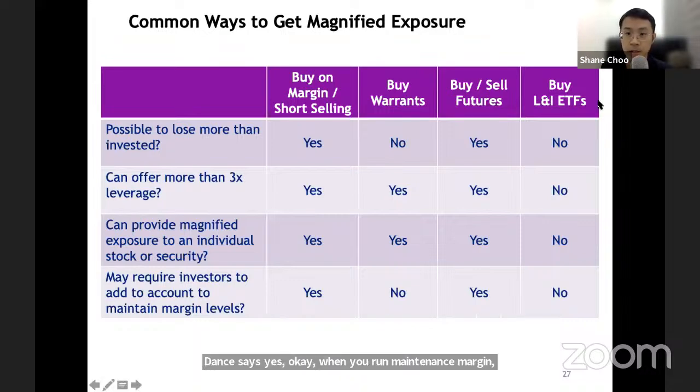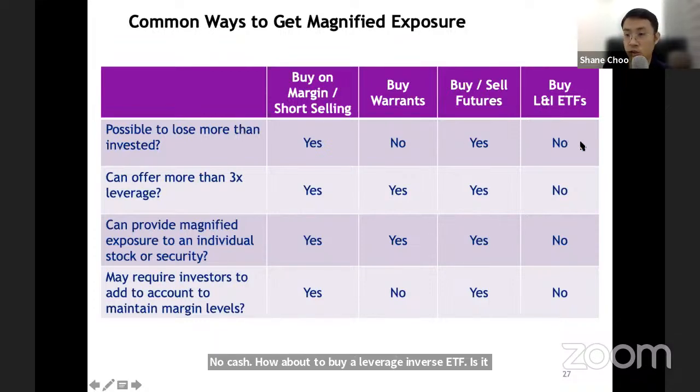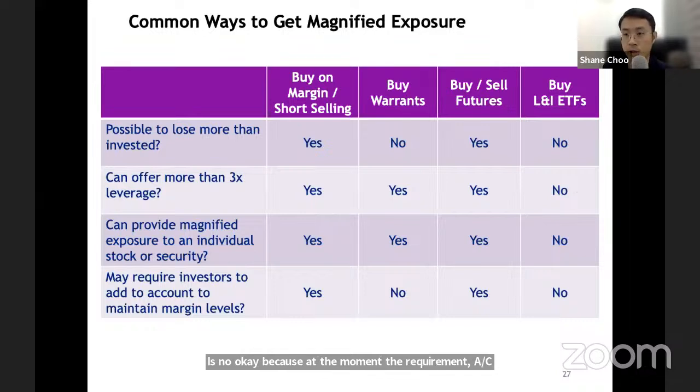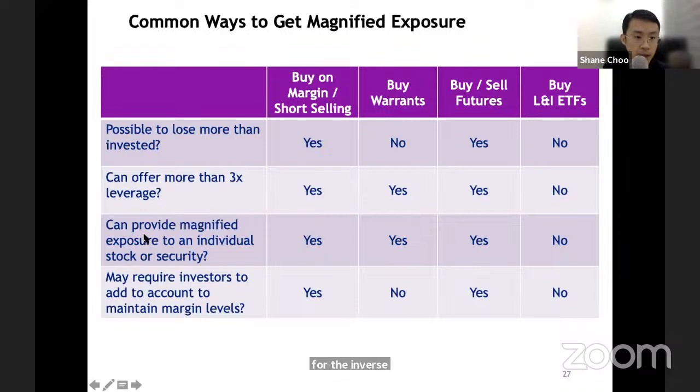How about buying leveraged inverse ETFs? Is it possible to lose more than invested? The answer is no. Whatever amount you buy, that's the most you can lose. Can it offer more than 3 times leverage? At the moment, no, because the SC regulation is that 2 times leverage is what issuers are allowed to offer, and negative 1 times for the inverse ETF. Can it provide magnified exposure to an individual stock or security? The answer is no. At the moment, they track the index.